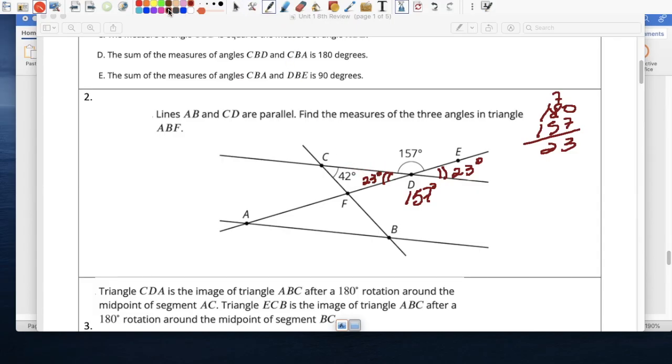Now we have this triangle in the middle, right? And what do we know about a triangle? The sum of all the angles in the triangle is 180. So I can do 180 minus 42 minus 23, and we can find that missing angle. That's going to give us 115. So this missing angle over here is 115. And if I know that's 115, guess what this angle here is? 115. Okay.